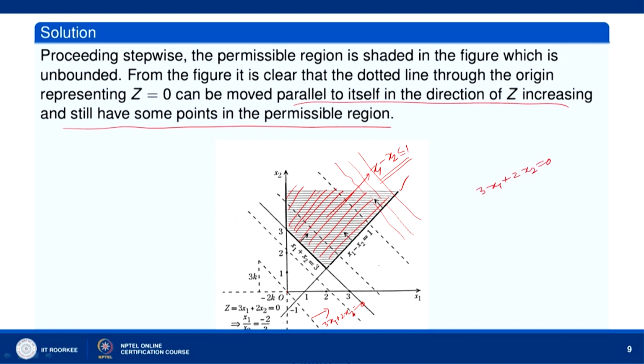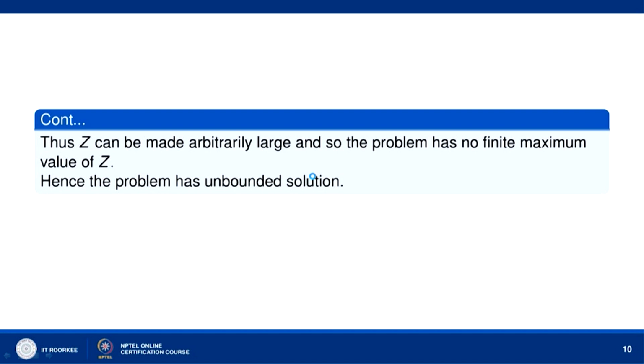So, we can say that this problem has an unbounded solution. Thus, z can be made arbitrarily large, and so the problem has no finite maximum value of z, and therefore, we say that it has an unbounded solution.